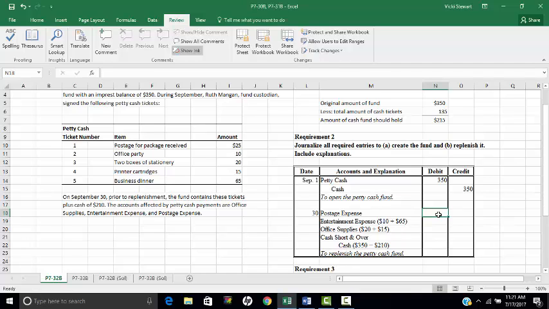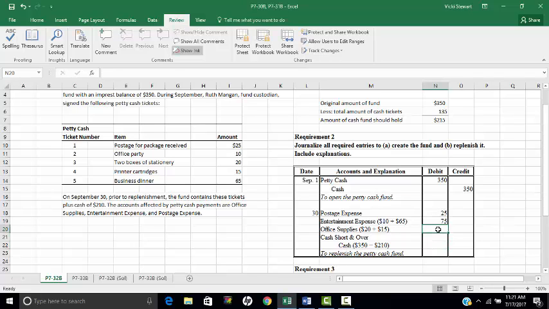When we go to replenish the fund at the end of the month, we do not debit petty cash. We debit the expenses for the tickets that are in the fund. So we know that we had postage for a package that we received for $25, so we're going to debit postage expense for $25. We also noticed that we spent $10 on an office party and $65 on a business dinner, so we're going to debit entertainment expense for $75.